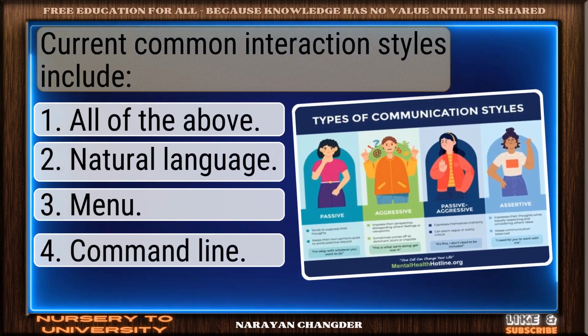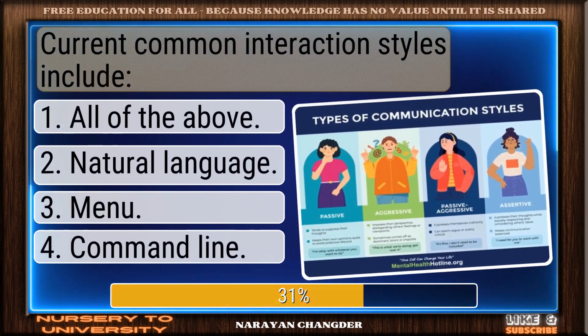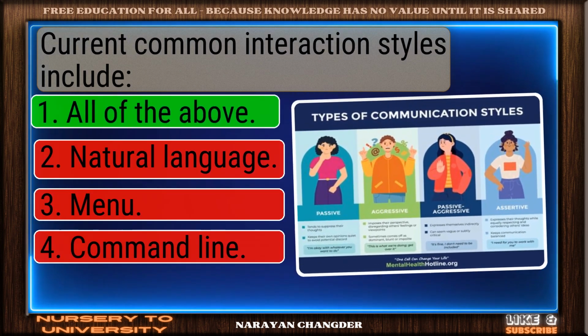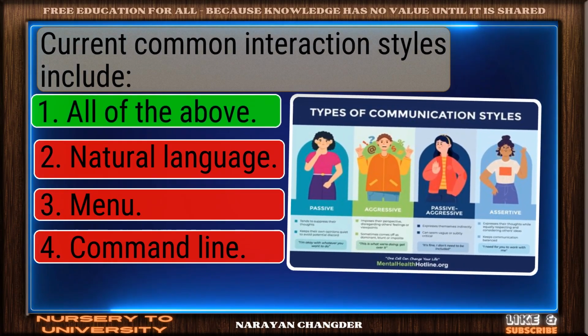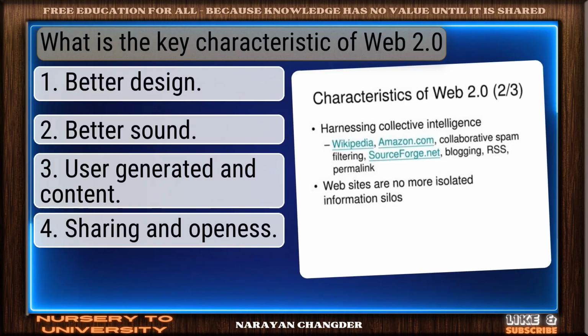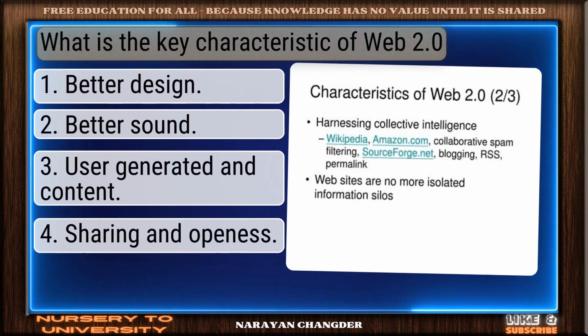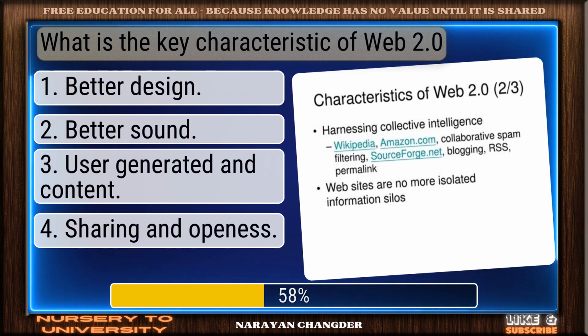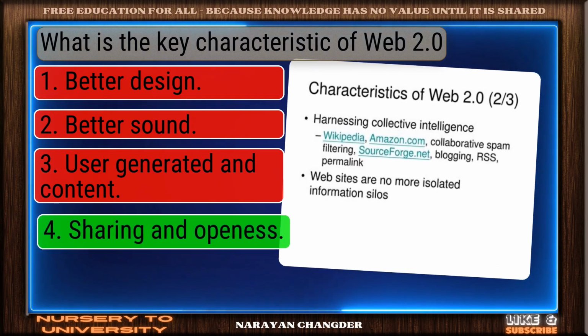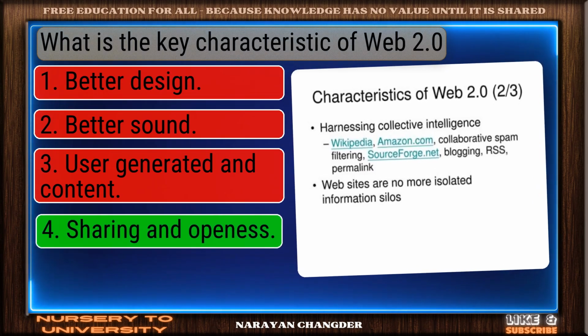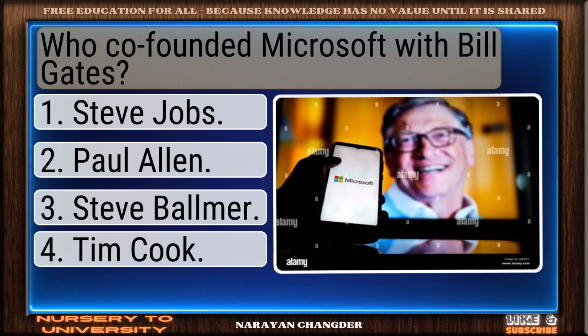Current common interaction styles include. Clear logic. Your choice, all of the above, is sound and 100% true. What is the key characteristic of Web 2.0? Exactly. Sharing and openness makes sense, and it is the right choice.